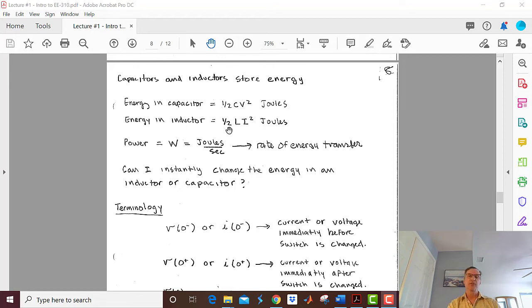The energy in the inductor, 1/2 L i squared. Well, the inductor stores energy in the magnetic field. Magnetic field comes from current. Kind of locks all this stuff together for me.